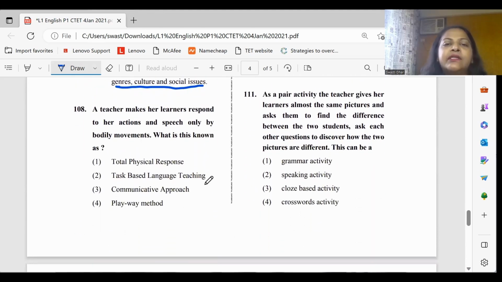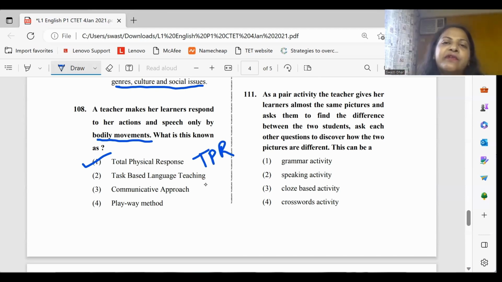A teacher makes her learners respond to her actions and speech only by bodily movements. So we've seen many times, especially in the lower classes, the teacher says, do this, do that. For example, stand up, sit down, open the book, close the book, and you have a whole class, or even when you're learning a foreign language, this is a very good strategy. And this is called the total physical response. So it's called the TPR method. Remember this, TPR.